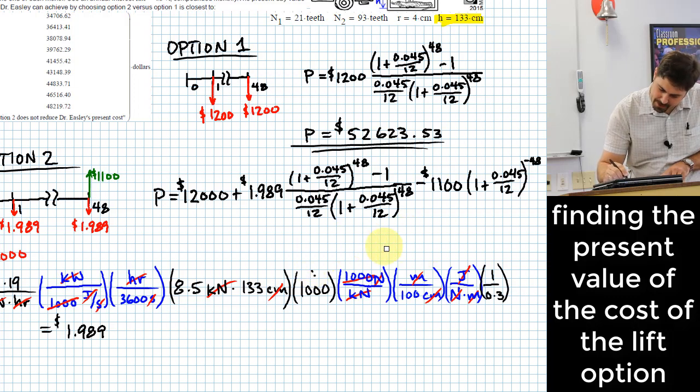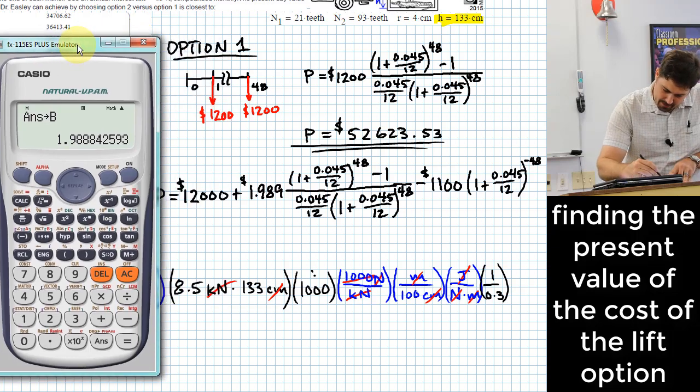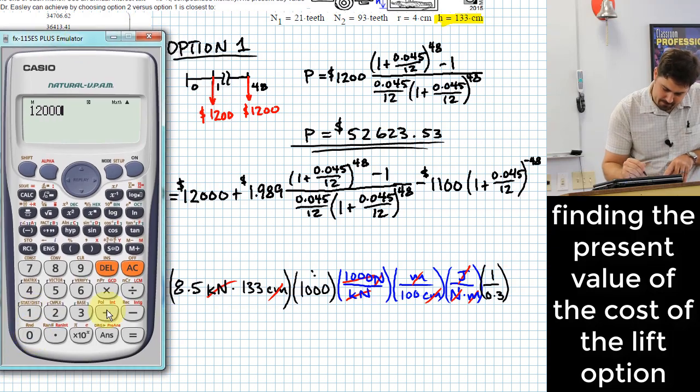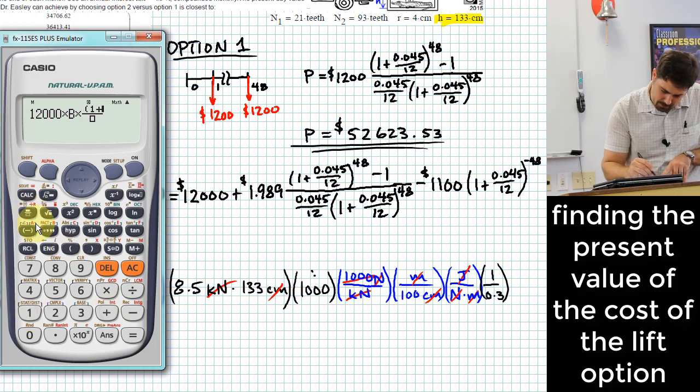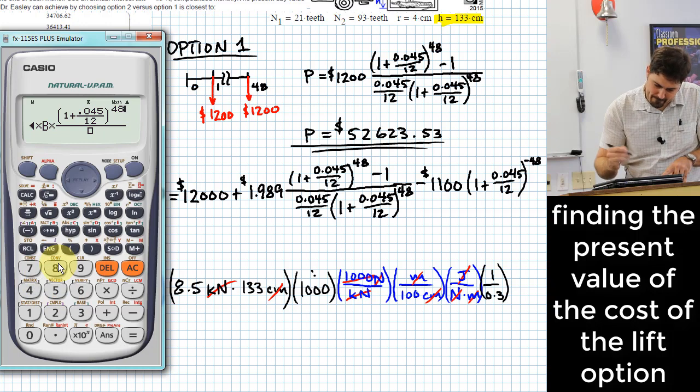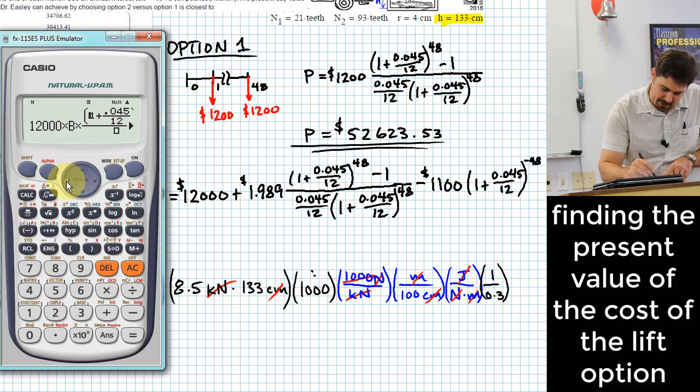And so let's go ahead and punch this in. All right, I've got 12,000 times B times 1 plus 0.045 over 12. This raised to the 48. Would that be plus B times? I think I meant to do plus and then I did not do plus. Thank you. Yes, it would be a completely different answer.